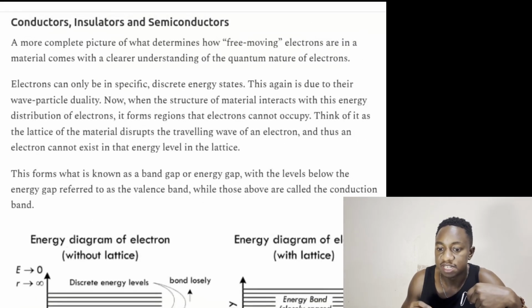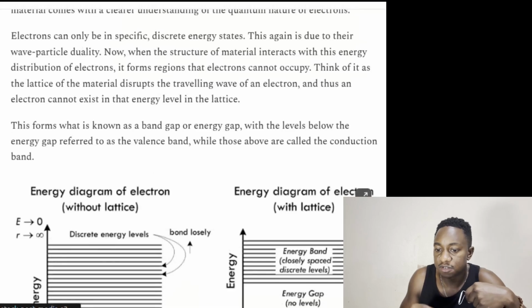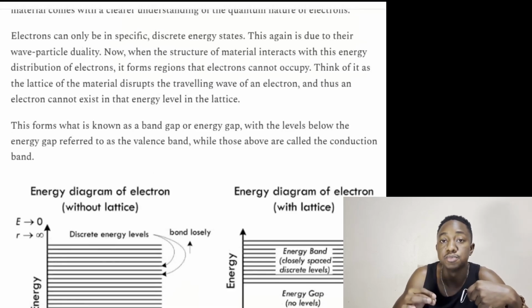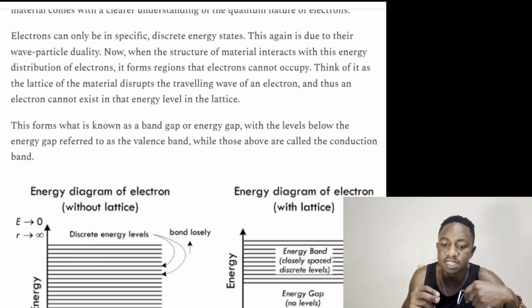Conductors, insulators, and semiconductors. A more complete picture of what determines how free-moving the electrons are in a material comes with a clearer understanding of the quantum nature of electrons. Electrons can only be in specific discrete energy states. Again, this is due to wave-particle duality. Now, when the structure of a material interacts with this energy distribution of electrons, it forms regions that electrons cannot occupy. Think of it as the lattice of a material disrupts the traveling wave of an electron, and thus electrons cannot exist in that energy level in the lattice.